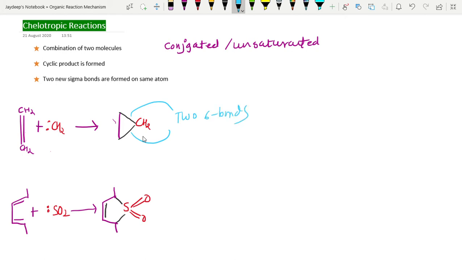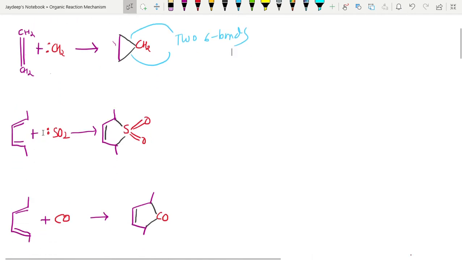Similarly, in the second example, this second molecule is a diene, a conjugated system, reacted with sulfur dioxide. It forms this type of cyclic product. Again, this product involves formation of new sigma bonds according to the definition. In cheletropic reactions, when the molecule reacts with another molecule, the product forms two sigma bonds with the same atom.